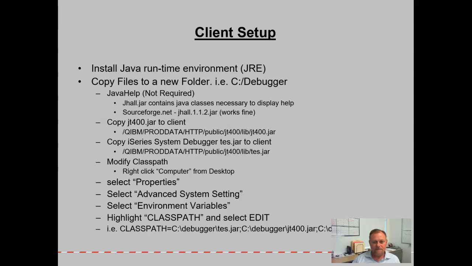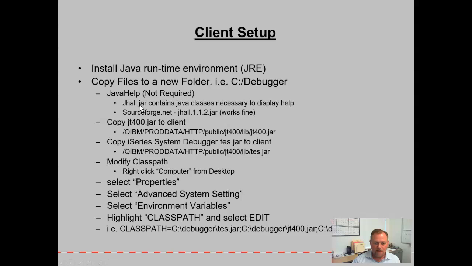The client setup. This is a Java program. We need 3 jar files. Typically what I do is I make a folder, debugger, and put it in my C drive. And I put jhall.jar, jt400.jar, and test.jar in this folder. Your test.jar and your jt400.jar are both in this IFS file path. Your jhall.jar is going to be a download from the internet.